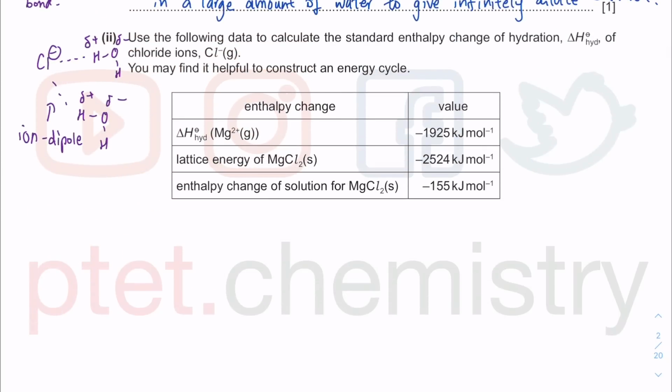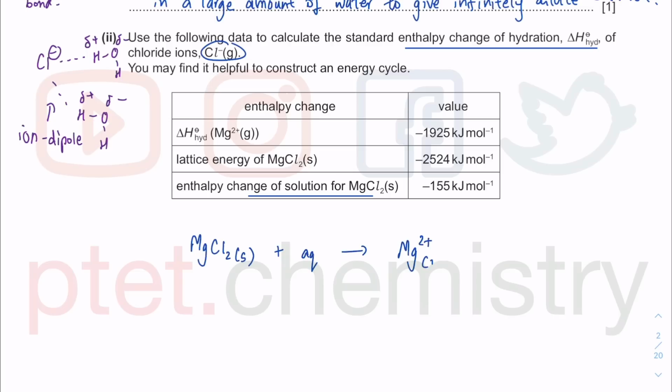This next question, we are supposed to find the enthalpy change of hydration of this chloride ion. We first started out with this enthalpy of solution. We were given that particular equation on top just now. When that reacts with a large amount of water, you're going to get this infinitely dilute solution. Balancing the equation, you get 2 chloride ion as such. That is your enthalpy of solution there.